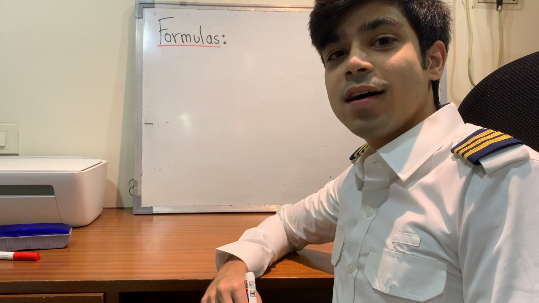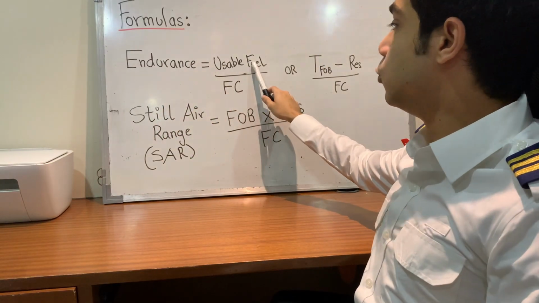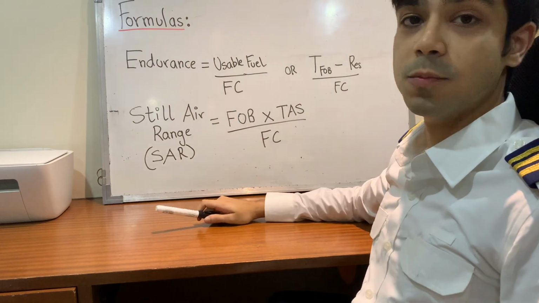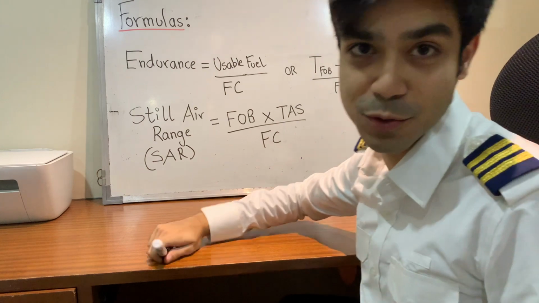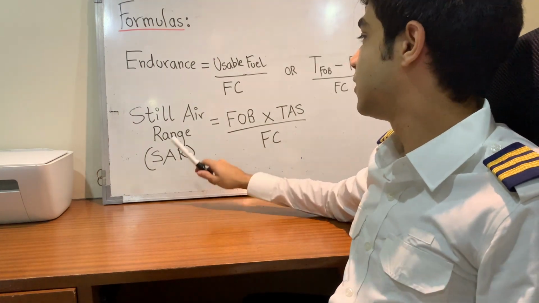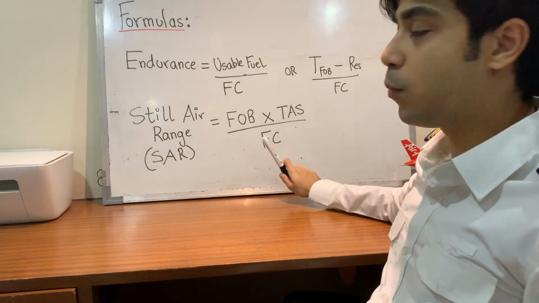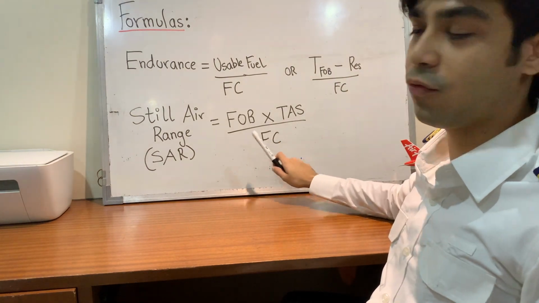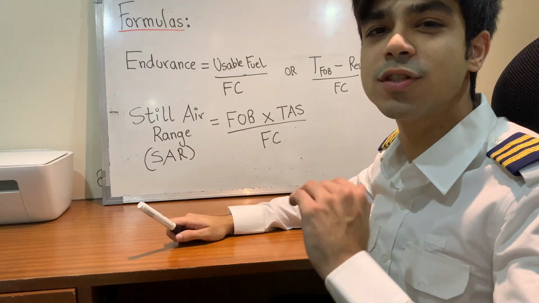Some useful formulas that could really help. Endurance is equal to usable fuel upon fuel consumption, or total fuel on board minus reserves upon fuel consumption. And the second important formula is SAR, that is still air range, which is equal to fuel on board into TAS upon fuel consumption. And fuel on board upon fuel consumption is basically how much time you can fly the airplane in total.